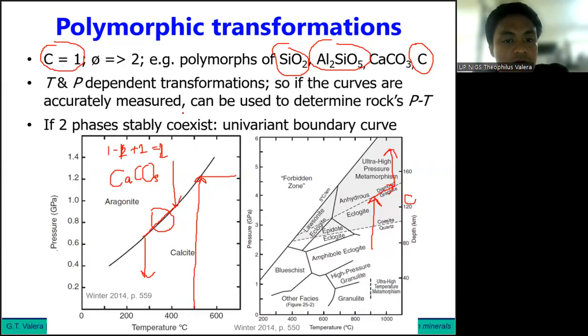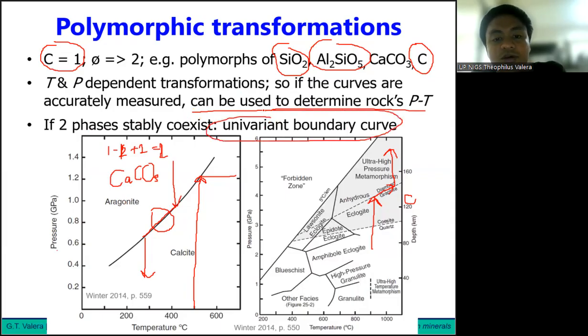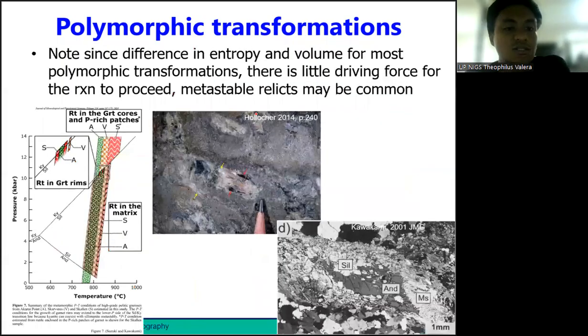So, ganun siya. Yun yung mini-min nitong, if the curves are accurately measured, this can be used to determine the rock's pressure and temperature. If two phases are stably coexisting, then you must be in a univariant boundary curve, as I have explained before. So note that since different in entropy and volume for most polymorphic transformations, there is little driving force for the reaction to proceed actually. So that metastable relics are actually common.